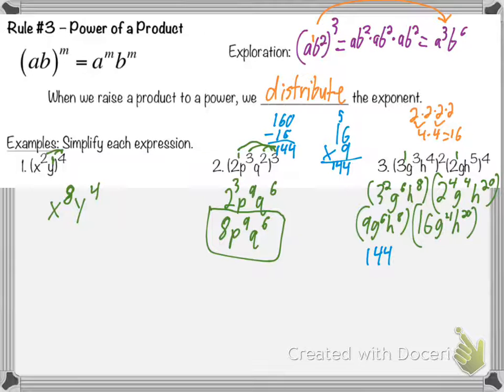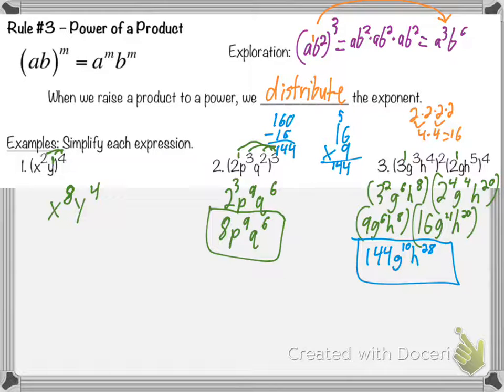Can anybody help me finish it off with the G's and the H's? Okay, go ahead, Nate. G to the 24. Not quite. We're multiplying the bases, so what do we do with the exponents? Add them. So it ends up being G to the what? Good redemption. And H to the 29th. There you go. So 144, G to the 10th, H to the 29th. Any questions on that one?